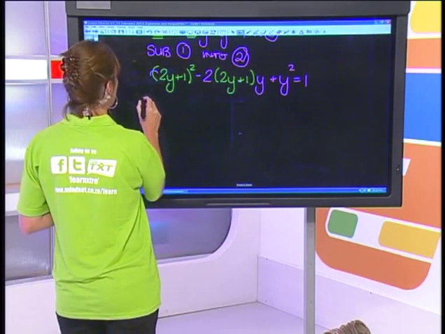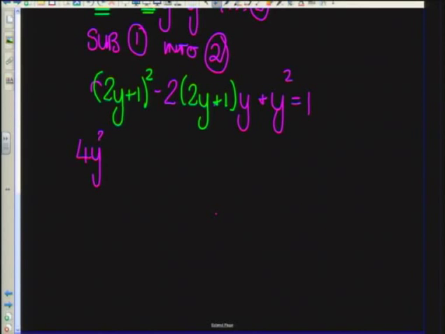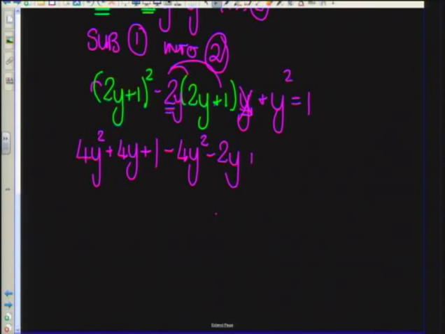If we FOIL this out, we are going to land up with 4y squared plus 4y plus 1. Just be aware that this y and that 2 are both being multiplied to the bracket, so it's probably better to take the y away from the back of the bracket and just join it with your 2, just so it's clearer as to what's going into your bracket. So therefore, when we distribute, we're going to land up with negative 4y squared and negative 2y, and then I've got a plus y squared, which is equal to 1.